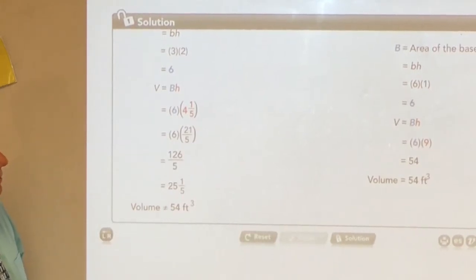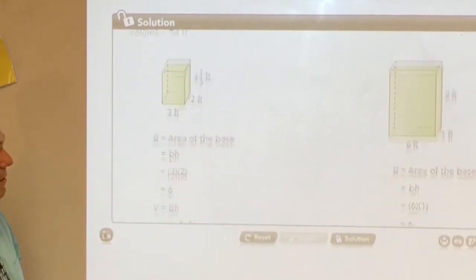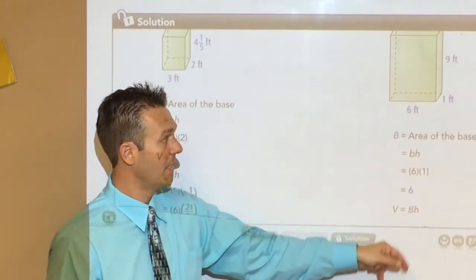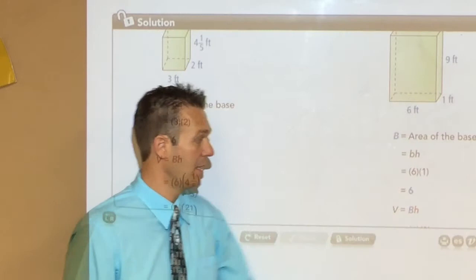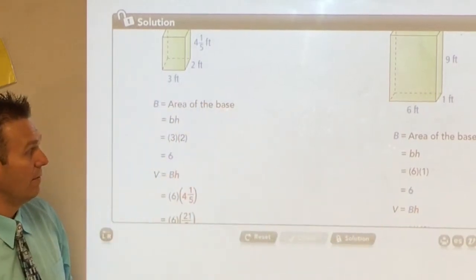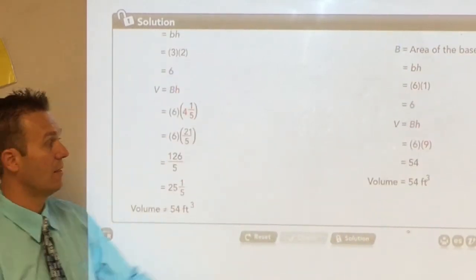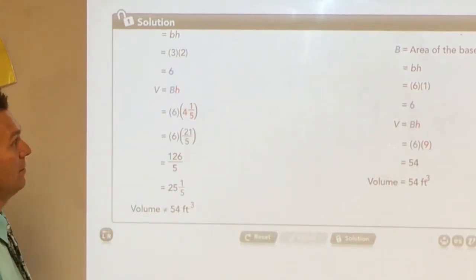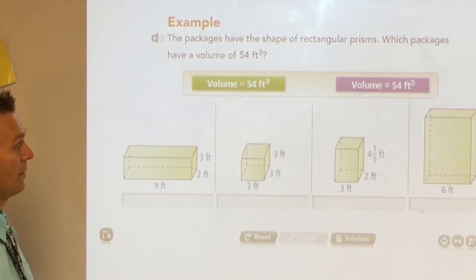And the last one, over here, our base is 6 times 1. We get 6, and then we multiply it by 9. And so 6 times 9 gives you 54. And so that particular last one would be 54 cubic feet. All right, so that's how you solve them. It's the same way every time.